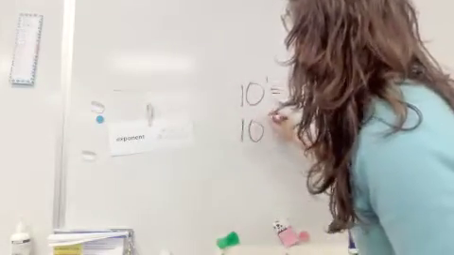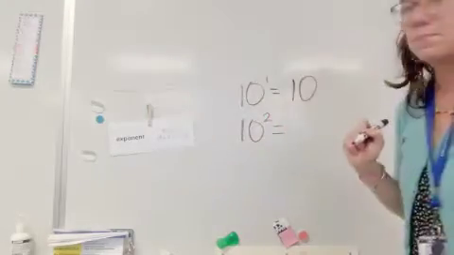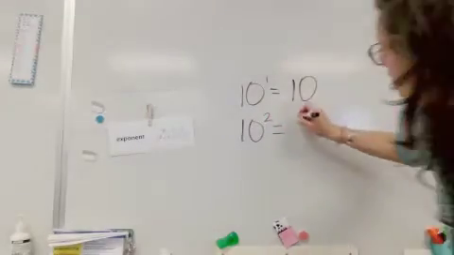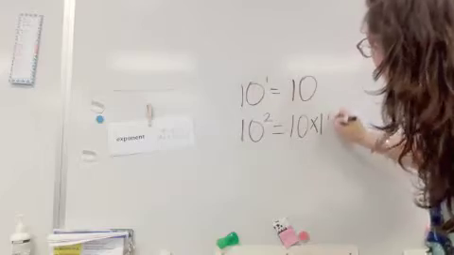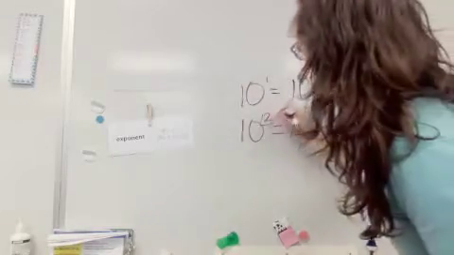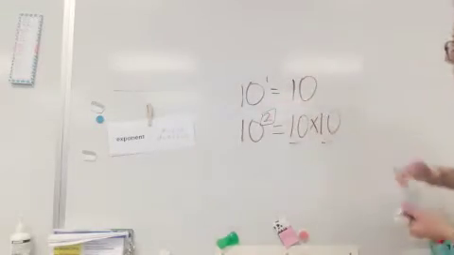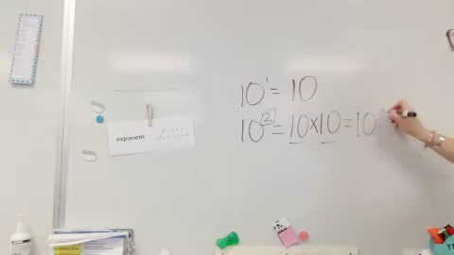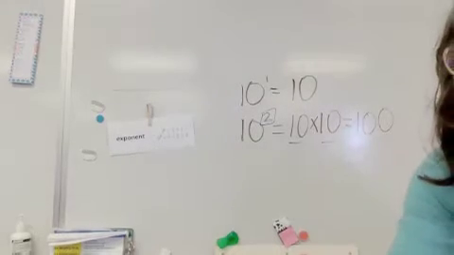10 to the second power. Go ahead and show me what that would be. If you wrote 10 times 10, because second power, we do it 2 times, it would be 100. If you got that, pat yourself on the back.